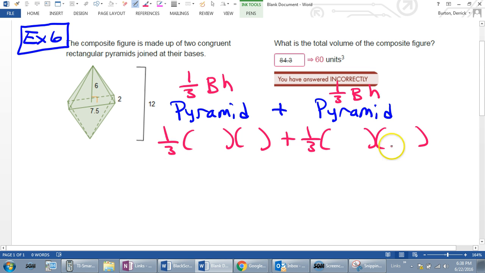Okay, all I have to do is fill this in. Well, both of them have the same base, and it's this rectangle. That's 2 times 7.5. That's 15. So in both cases, the area of the base is 15. Does that make sense? They both have the same height, just one's up and one's down, but they're both going to have a height of 6.